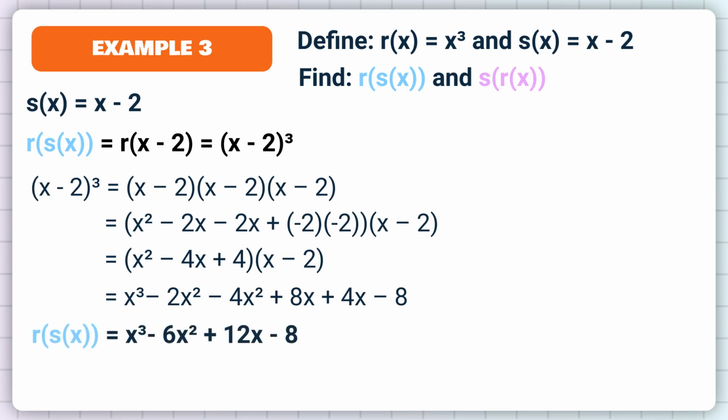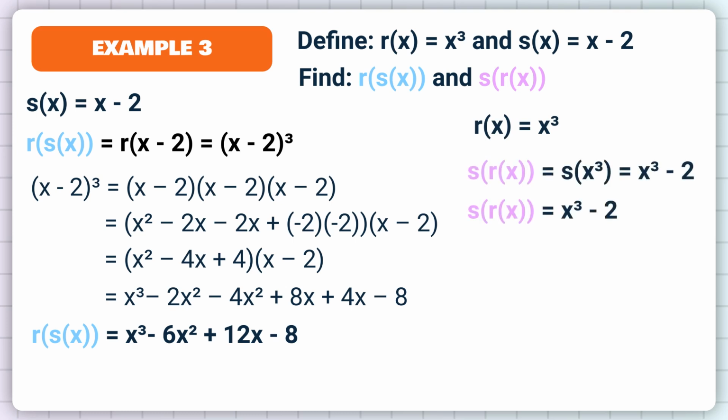Next, let's find s(r(x)). Begin with r(x). Now use this as the input for s(x). So s(r(x)) = x³ - 2.